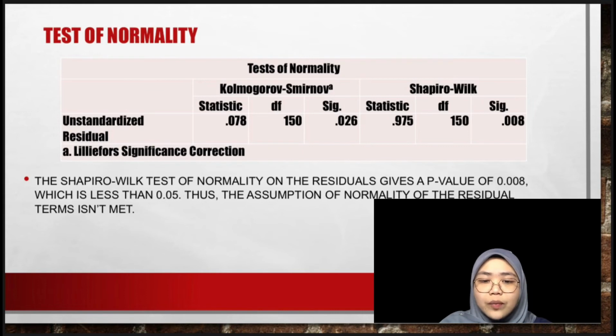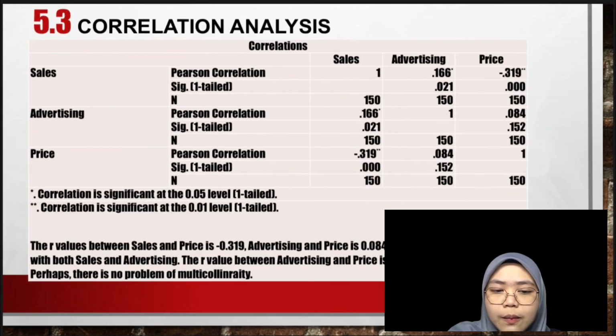Next is test of normality. The Shapiro-Wilk test of normality on this residual gives a p-value of 0.008, which is less than 0.05. The assumption of normality of the residual term is not met.